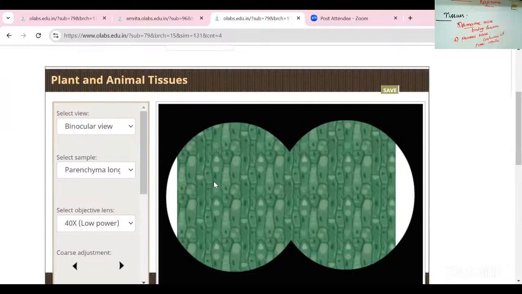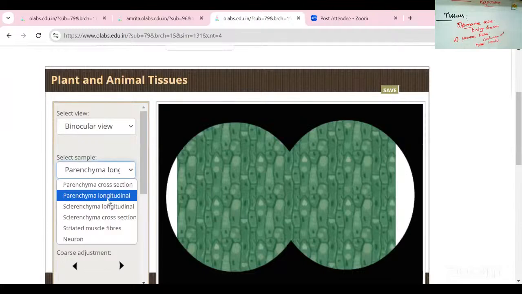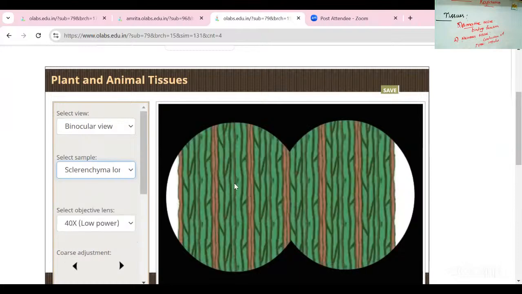Okay, the next one is sclerenchyma longitudinal. Look at this picture, it's very clear. There are straight lines, straight stripes, and different colors are also present in this area. The separating line is here. This is the structure of sclerenchyma longitudinal; the straight line structure is called the longitudinal part.